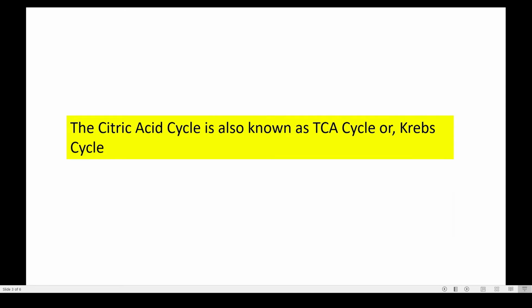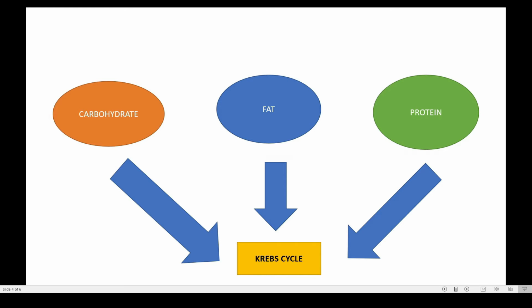The citric acid cycle is also known as TCA cycle because there are 3 carboxylic acid groups present, and it is also known as Krebs cycle, named after Hans Krebs. Krebs cycle is extremely important because it is a common pathway of carbohydrate, fat and protein metabolism.